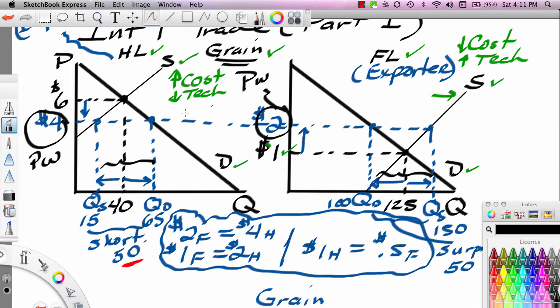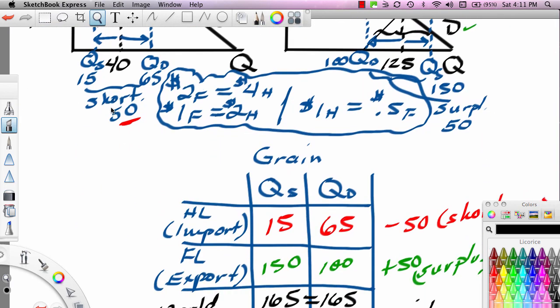Now, I'd like to do one more thing in this particular segment, and that is I'd like to take a quick look at what we call the winners and the losers from trade.